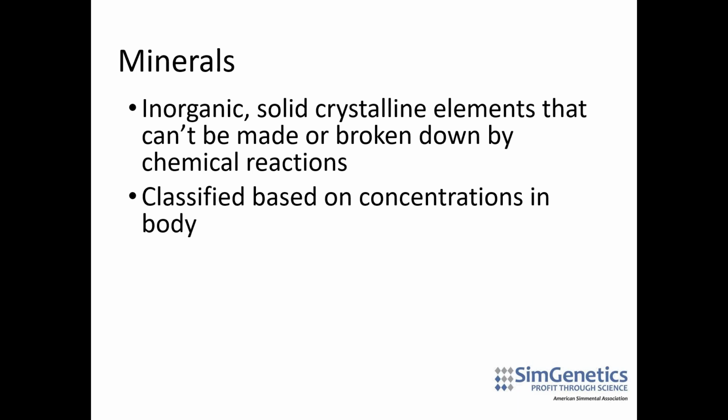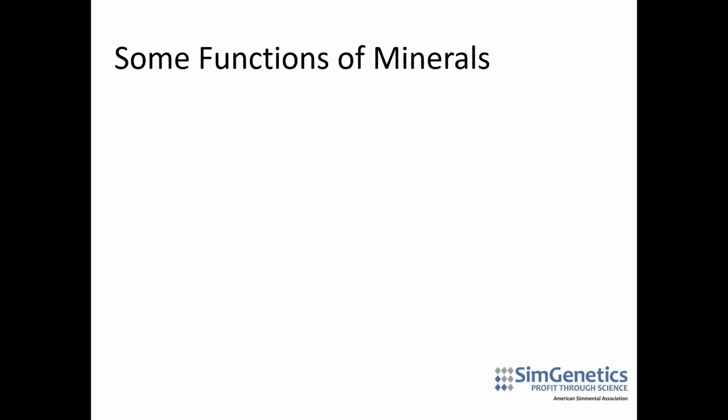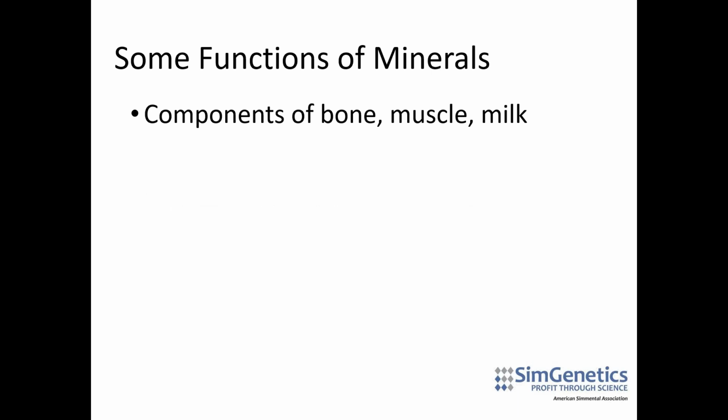Minerals are going to be classified in animal nutrition based on their concentration in the animal body. So major or macro minerals are going to be found at a concentration greater than 100 parts per million, while trace or micro minerals are going to be found in concentrations less than 100 parts per million. So minerals, like proteins and water, have many functions. Minerals are going to be important components of bone, muscle, and milk.